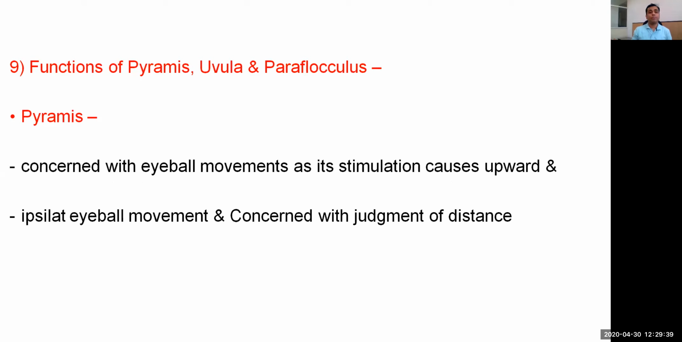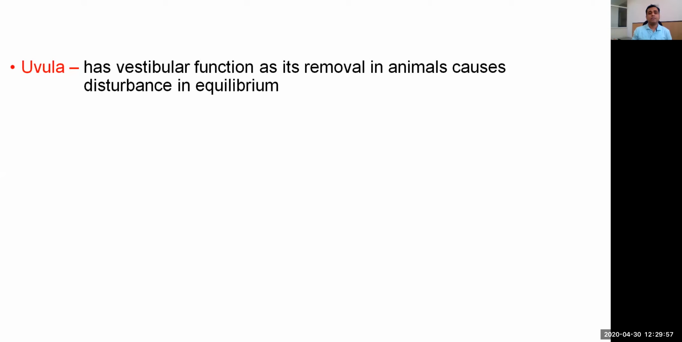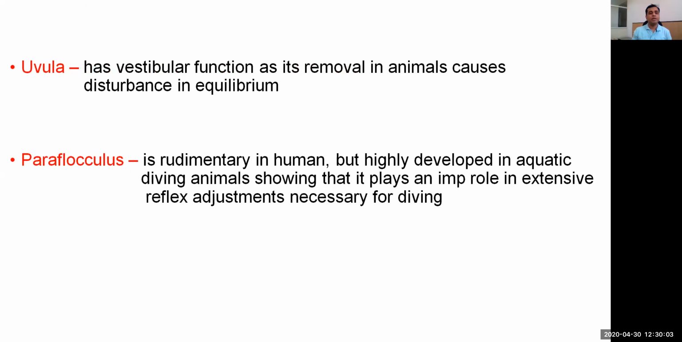Next is functions of pyramis, uvula, and paraflocculus part of the cerebellum. Pyramis, it is concerned with the eyeball movement as its stimulation is causing upward and ipsilateral eyeball movement, and it is also concerned with judgment of the distance. Uvula has vestibular function as its removal in animal causes disturbance in equilibrium. Paraflocculus, it is rudimentary in case of human beings, but is highly developed in the aquatic diving animals, showing that it plays an important role in extensive reflex adjustments necessary for diving.